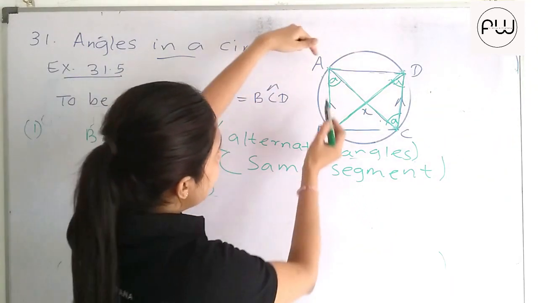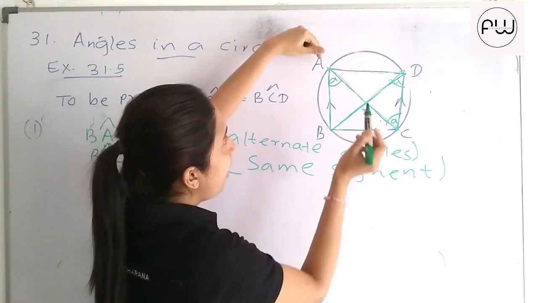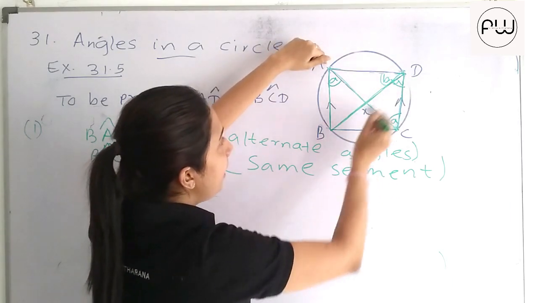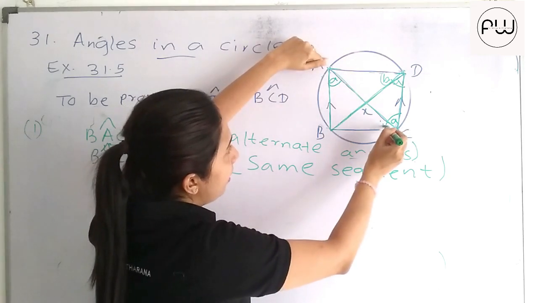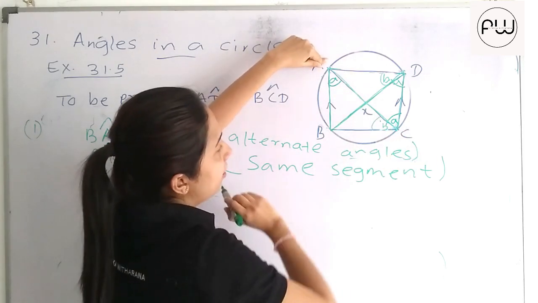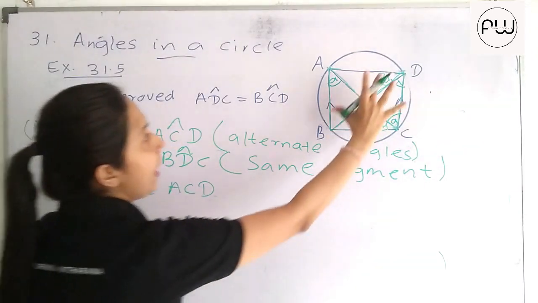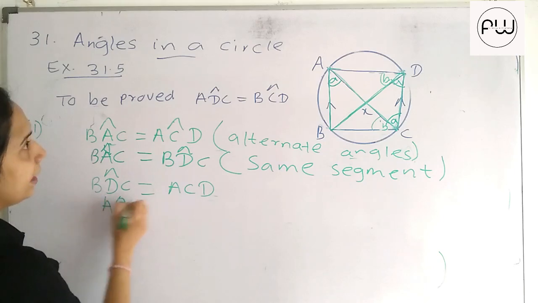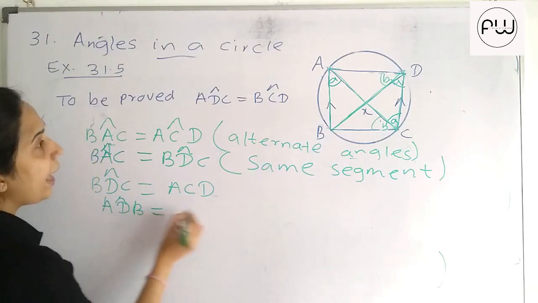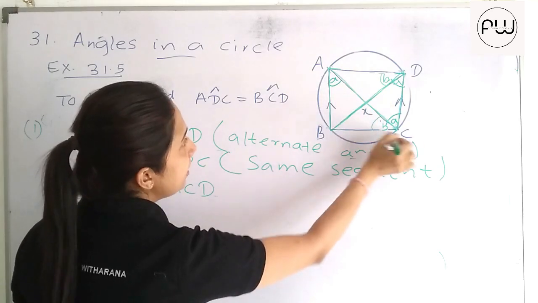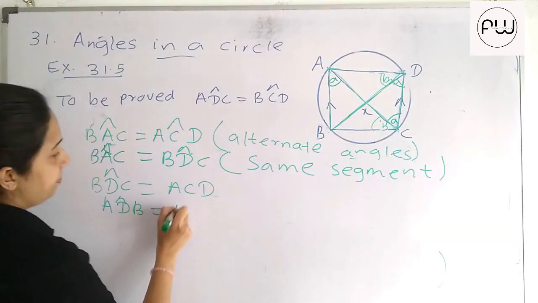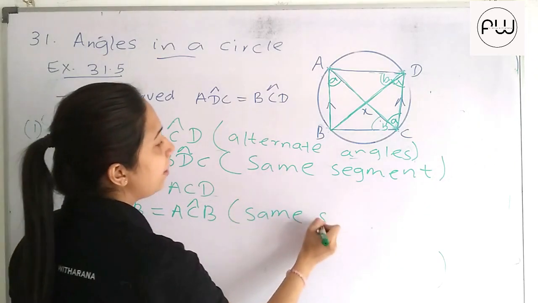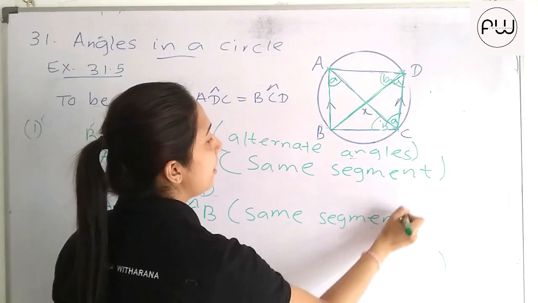Then now consider this chord and this segment. Now what happened? AD. I'll put B here. Angle ADB and this one, angle ACB. These two angles are in the same segment. This segment. Then we can write angle ADB equal to, and this one, angle ACB. What is the reason? Angles in the same segment.